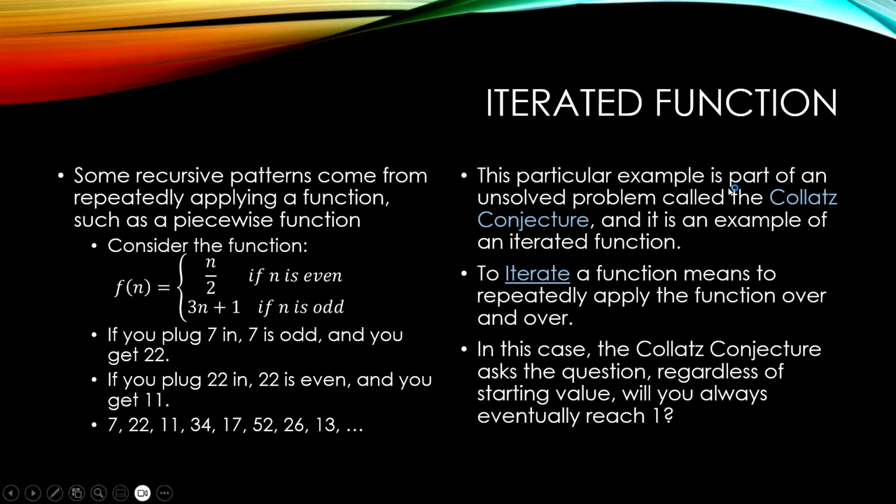For this one, this is part of a problem called the Collatz conjecture. The idea behind the Collatz conjecture is if we repeat this process forever and ever, will we eventually get 1? Now, there's a lot of evidence saying that, yeah, this is probably going to go to 1, but we can't be sure unless we can actually prove it. And no one has been able to prove it for over 150 years. And so it is still an open proof. To iterate a function means to just repeatedly apply the function over and over. And that's what we did in this case. And that's kind of what we do with recursive functions as well.